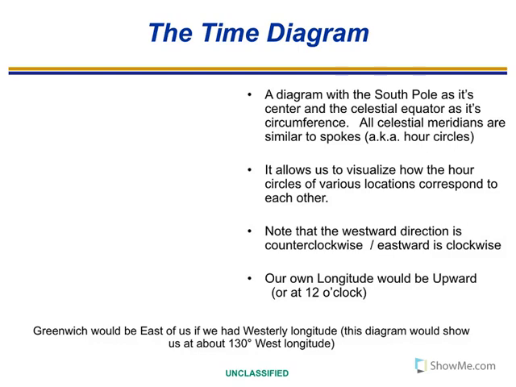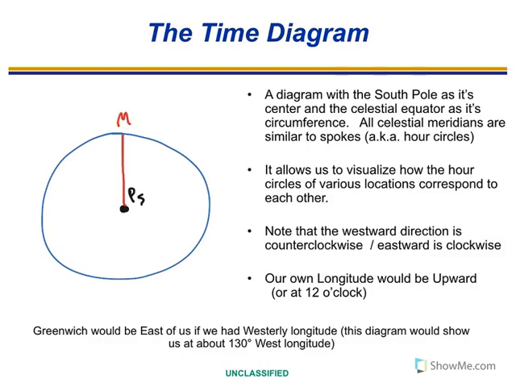We always set up our time diagram as a circle, and that dot in the center is the South Pole. So we're looking at the underside of the Earth. We're basically looking at Antarctica. I'll label that PS, South Pole. Next up comes our meridian, capital M. This is our longitude. It's the meridian that we are standing on.